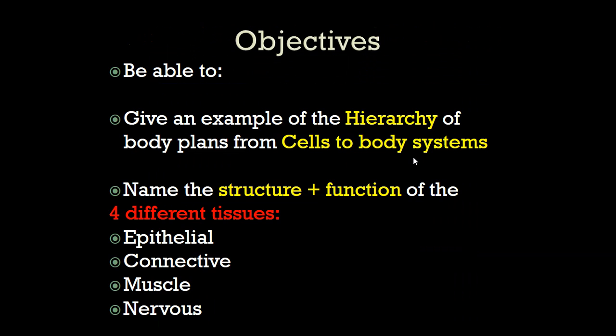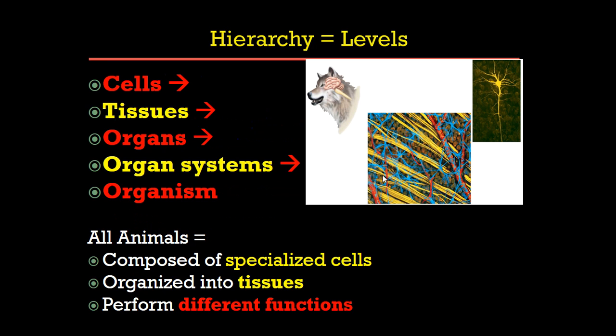As we dig in that today, our goal is to figure out the hierarchy of body plans and the cells to body systems idea for living things, and the structure and function of 4 different tissues: epithelial, connective, muscle, and nervous. If we look at the hierarchy levels, we can see that the smallest building block of all living things that's alive is the cells.